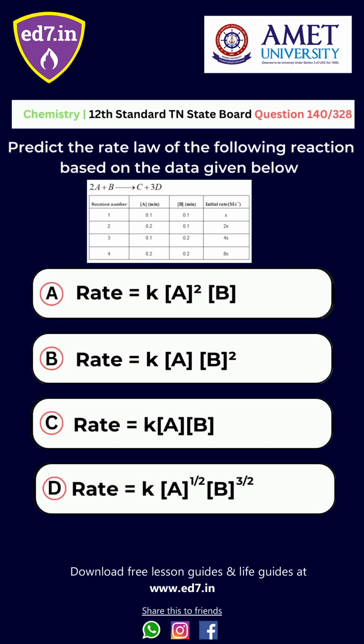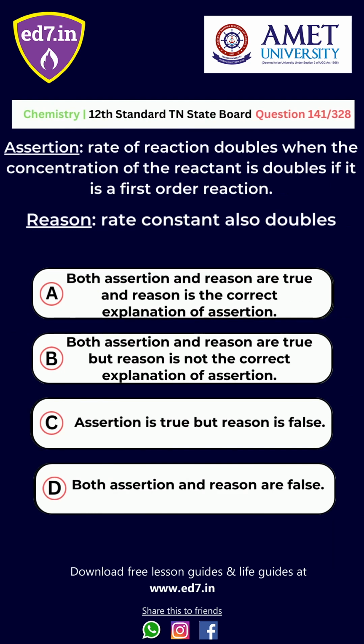Option A, rate equals K into A square B. Option B, rate equals K into A into B square. Option C, rate equals K into A into B. Option D, rate equals K into A power 1 by 2 B power 3 by 2. The correct option is rate equals K into A into B power 2.